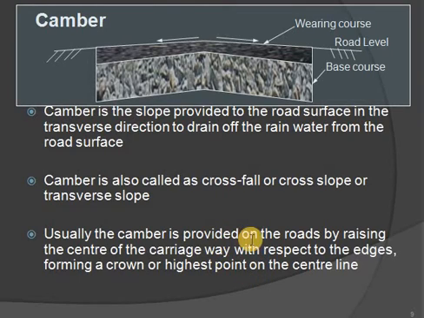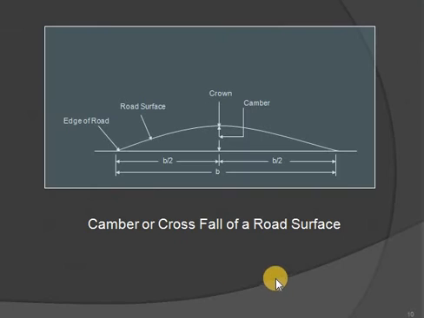Usually the camber is provided on the road by raising the center of the carriageway with respect to the edges, forming a crown or highest point on the center line. So in the center of the carriageway the camber will be provided. You can see the diagram of camber or cross fall of a road structure. Here B by 2 is half the width of the road. This is the road surface, this is the edge of the road, and this is the crown and camber.